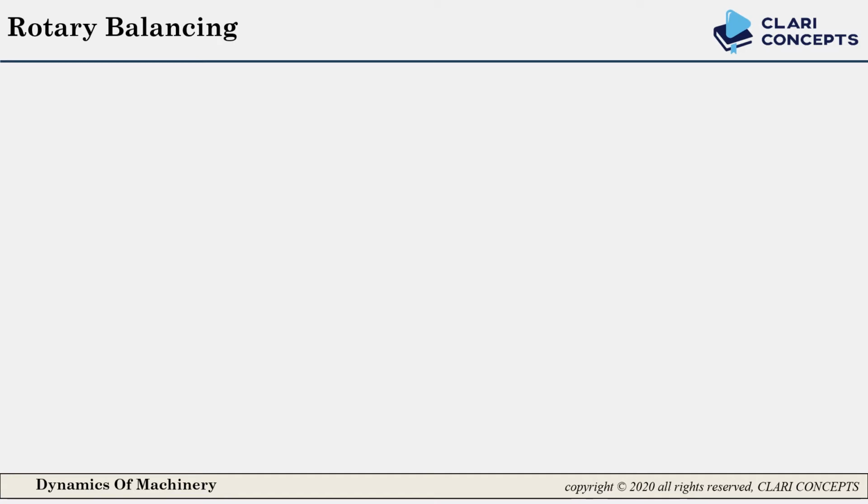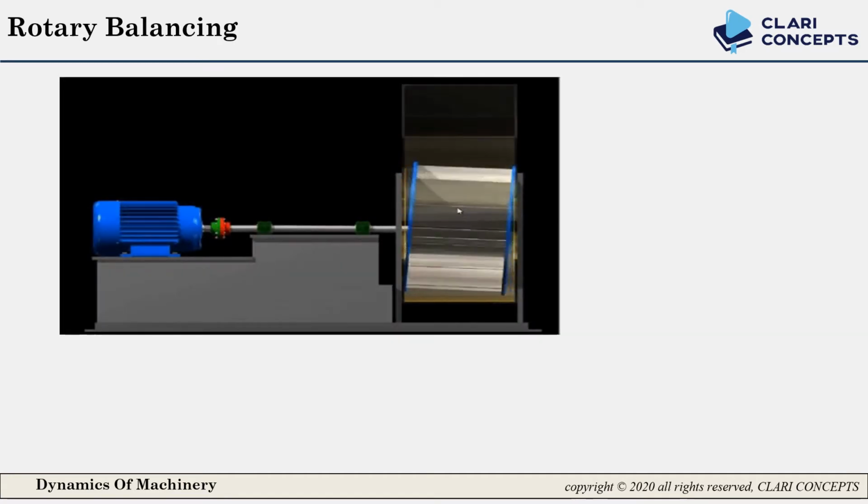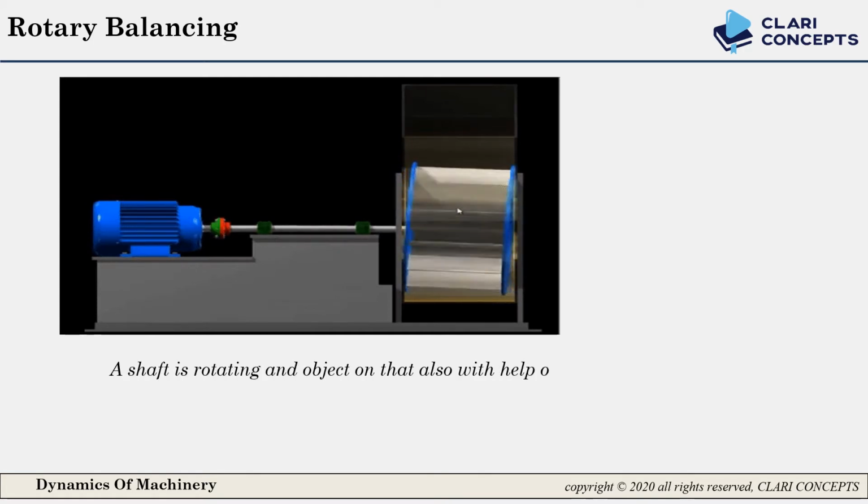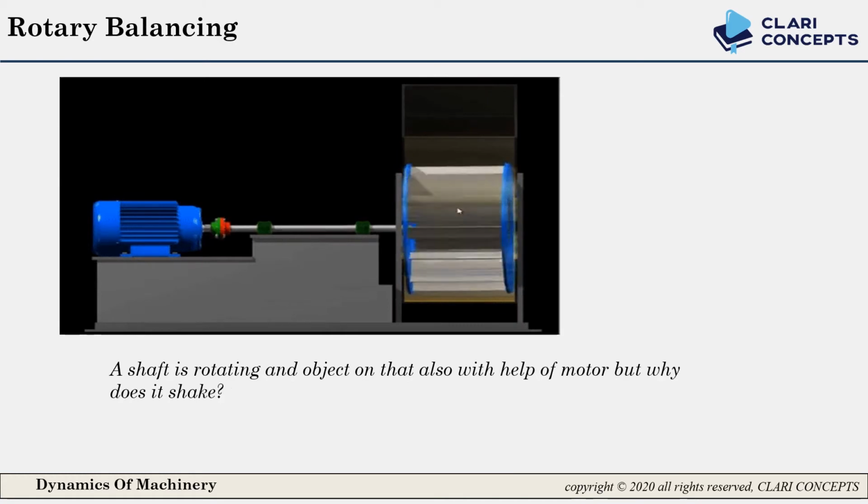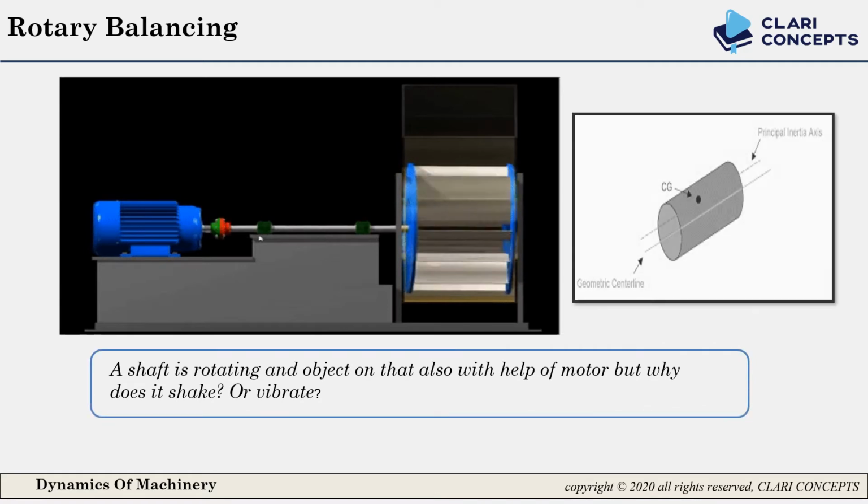Here take one shaft on which a rotor is placed, and both are rotating with the help of a motor. Here you can see that the rotor is not only rotating but along with that it's shaking. A shaft is rotating and the object on it also, with the help of a motor. But why does it shake or vibrate? Because the center axis of the rotor and the axis of the centrifugal force produced by non-uniform mass do not coincide. At that time that produces unbalanced force and makes your system unbalanced.